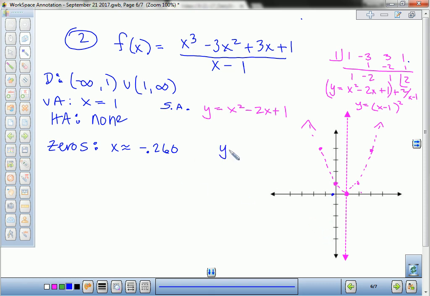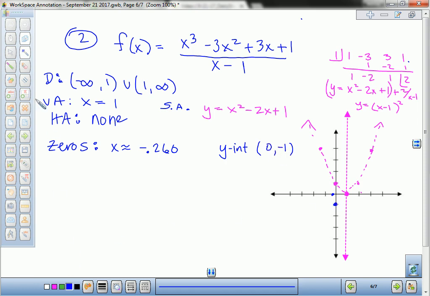Okay, what about a y-intercept? How do you calculate that? Plug in 0 right here, and everything but 1 over negative 1 goes away. So it's going to be 0, negative 1.